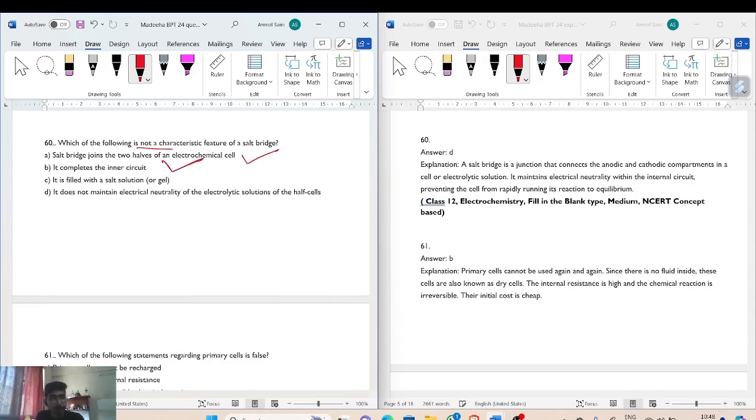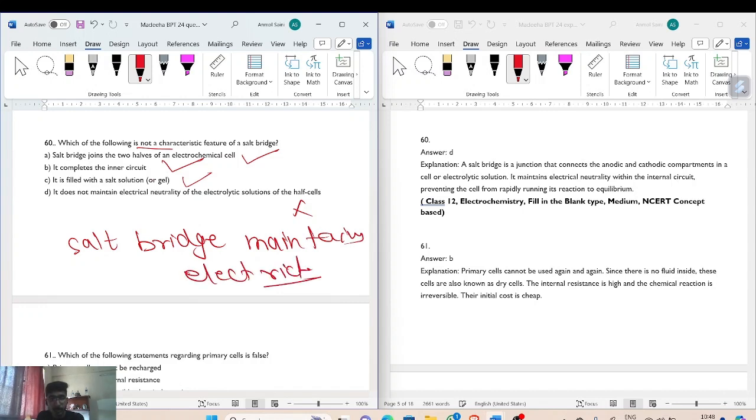It is also correct. It is filled with a solution or gel. Yes, we know the salt bridge is filled with a salt solution or gel. It does not maintain electrical neutrality of the electrolyte solution of the half cell. No, this statement is false because a salt bridge maintains the electrical neutrality. So our correct answer will be option number 4.